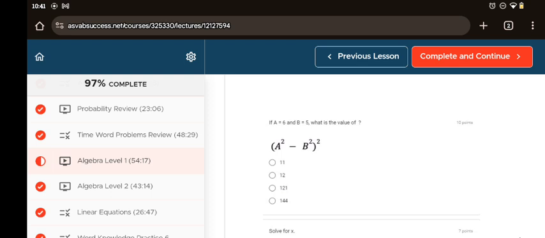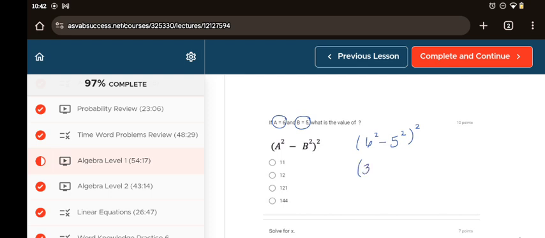This says, if A equals 6 and B equals 5, what is the value of A squared minus B squared, squared? So here, all we have to do is plug in the numbers into the letters. Because A equals 6, wherever we see A, we replace it with a 6. So this is 6 squared. And because B equals 5, wherever I see the B, I replace it with 5 squared. So A squared minus B squared is 6 squared minus 5 squared, and let's not forget the square here.